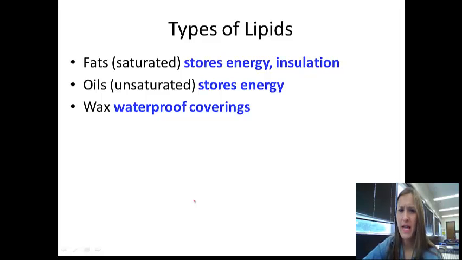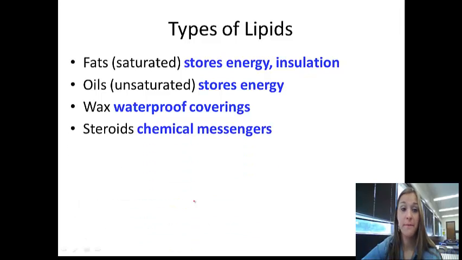There's also a type of lipids that's found on the surface of leaves. If you ever feel a leaf, it's kind of waxy. That wax is a lipid. And what that does is it keeps the water inside of the plant, so that it's not easily sucked up and the plant becomes dry.